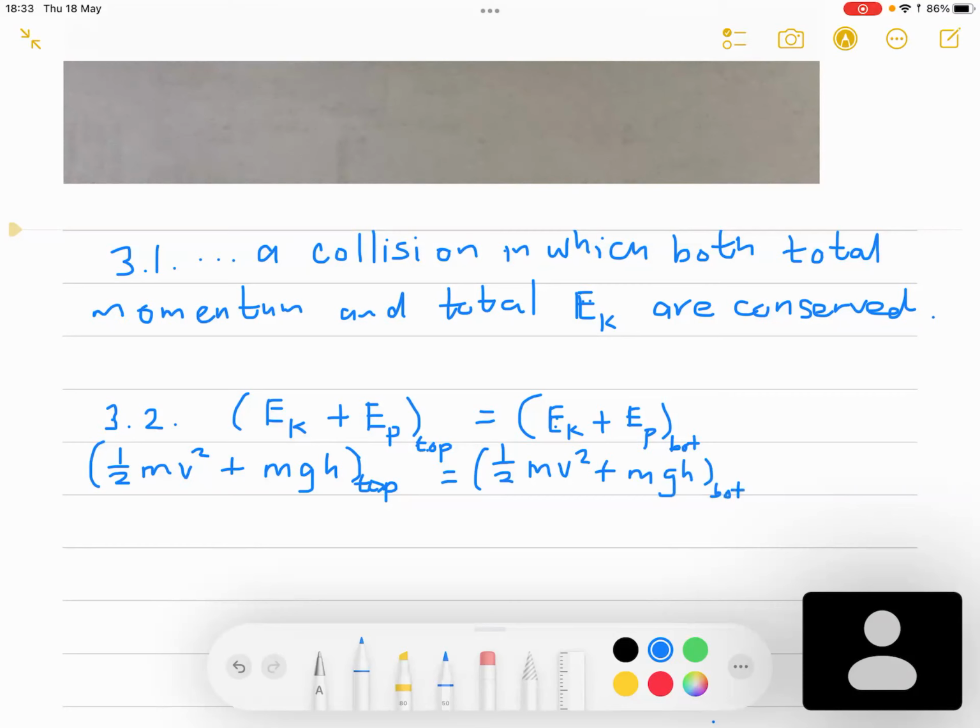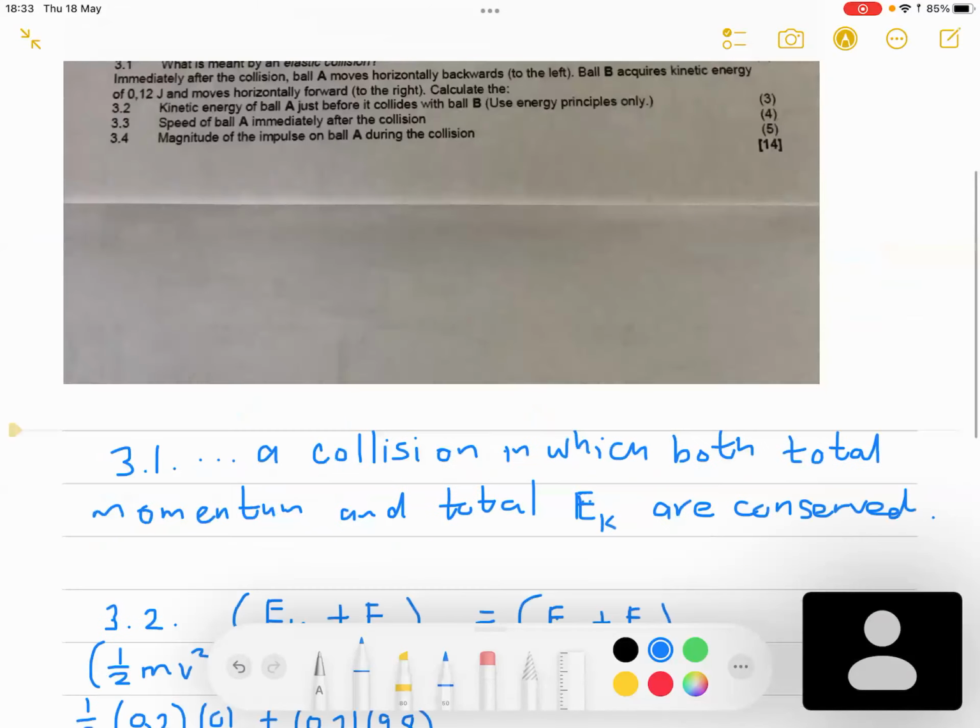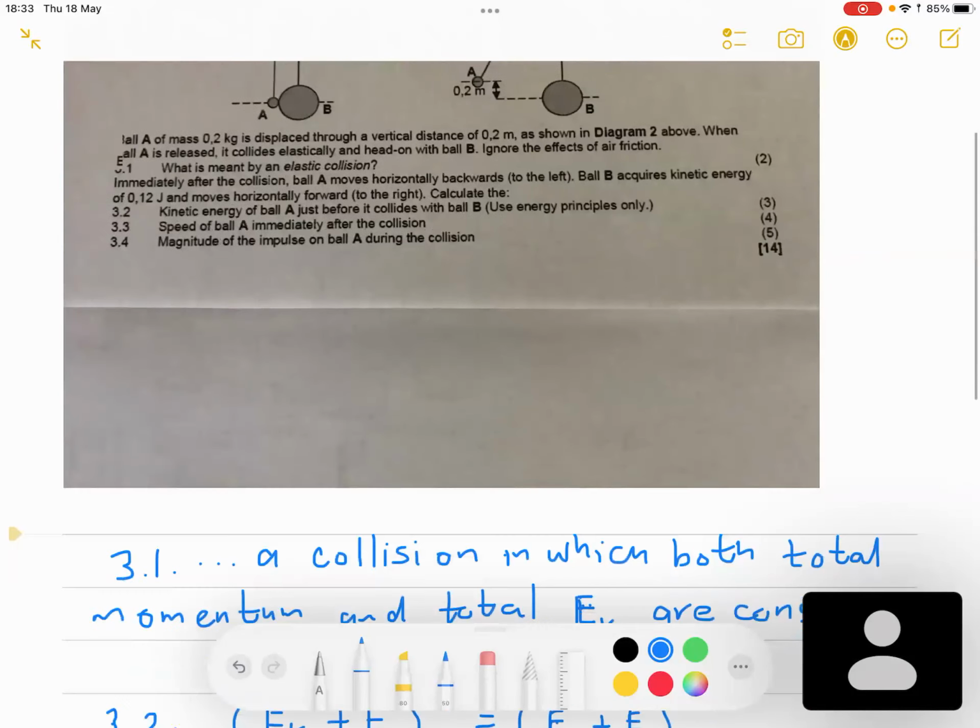Okay, so now we can substitute the values we know. So for this one here, a half mv squared, remember the ball is released. So v here is 0, but I'm just going to write it here as a half. The mass is 0.2 kilograms, and v is 0. So that whole term becomes 0. Plus at the top, so mgh, the mass is 0.2, g is 9.8, and at the top it was 0.2 meters. Okay.